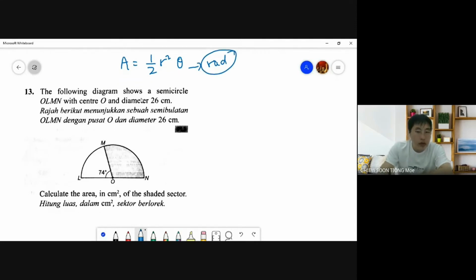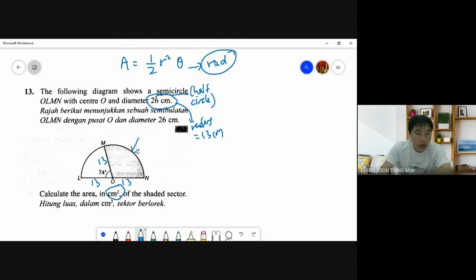The following diagram shows a semicircle O, L, M, N. Semicircle means half circle, with center O and diameter 26. So diameter, this one is center. Diameter means radius is this. So from diameter, automatically you know radius equals to 13. Calculate the area for the shaded sector in cm square.